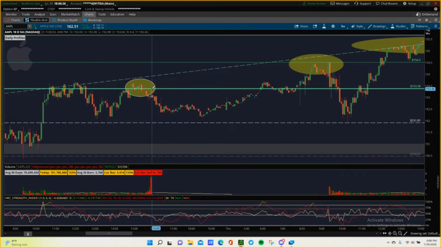Boom, rejection. Remember when I said you want to see it come back up and then reject it and short it? That's where you short it. Boom. And then obviously you see a price increase.